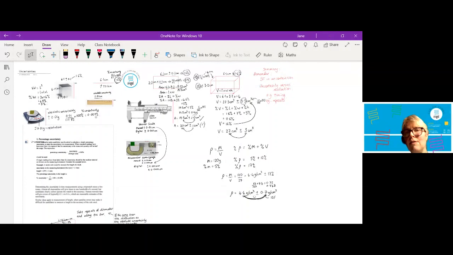So well done. I didn't cover uncertainty in time. Uncertainty in time, you look at the reaction time. So for example, time plus or minus 0.2 seconds, you'd use that as the uncertainty, which is different to the resolution of a timer being 0.01 of a second. Okay, I think I've covered it all, and back over to you, James.